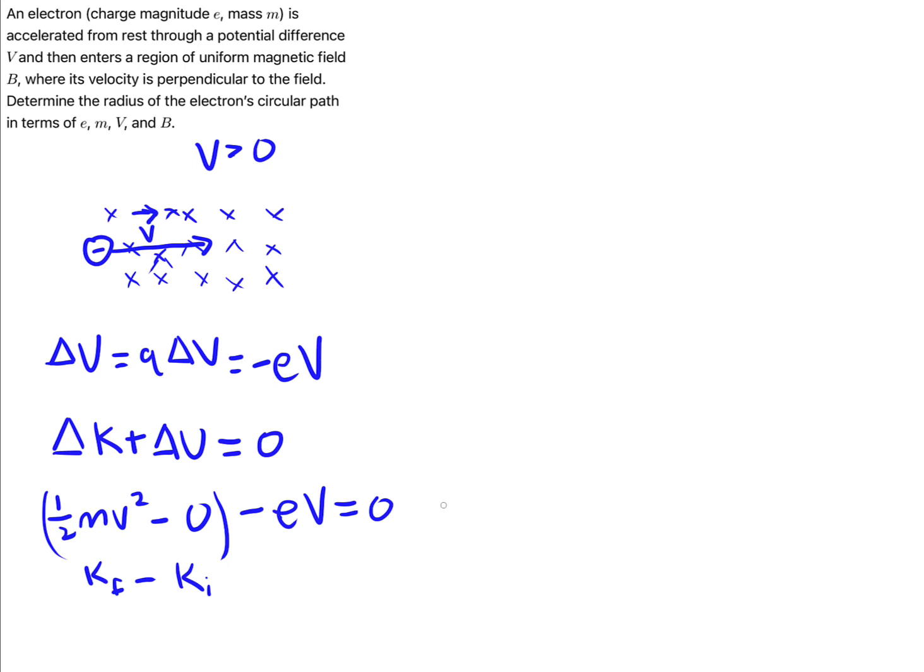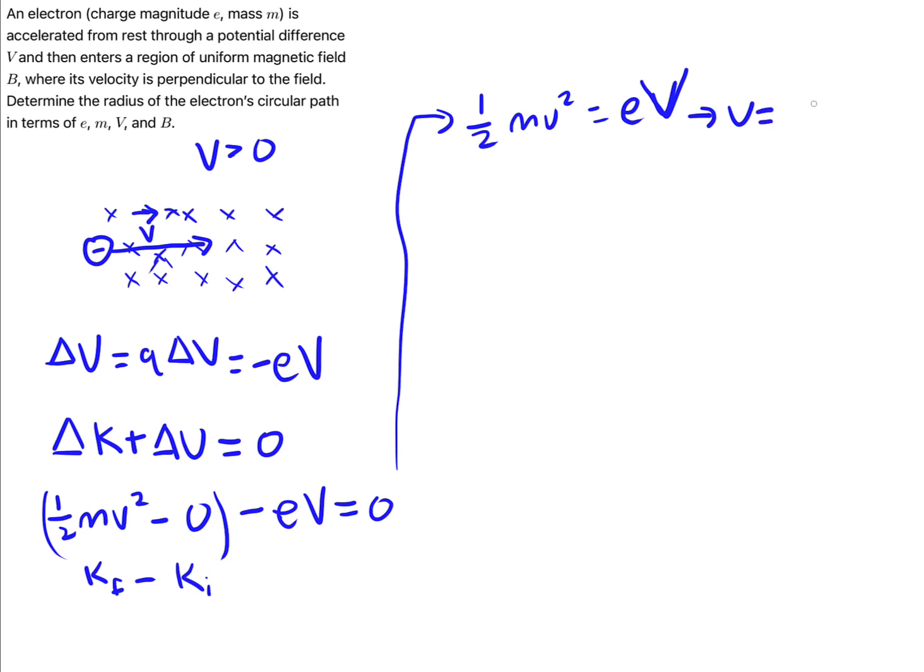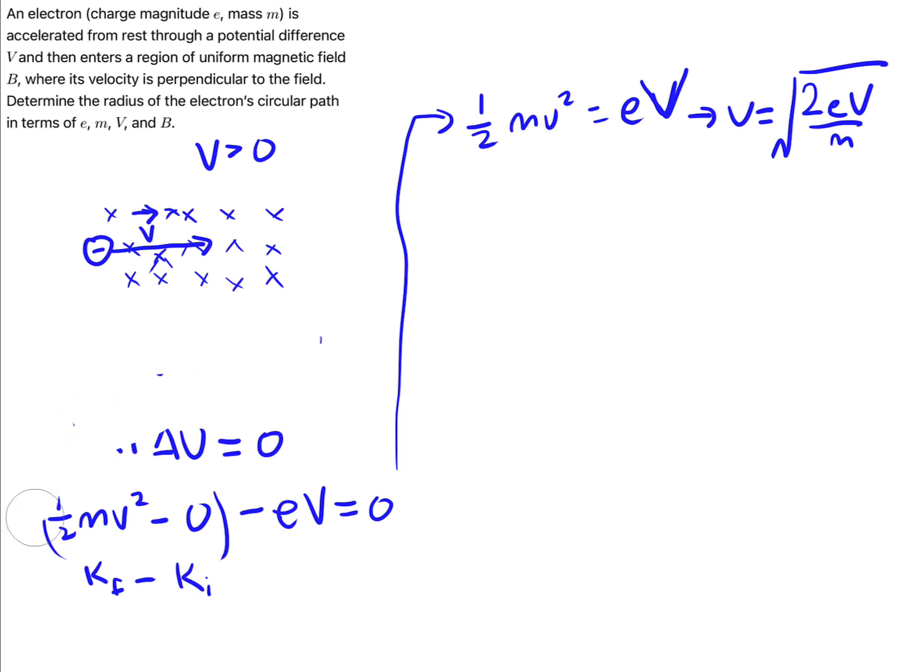So now we can simplify this to 1/2 mv squared equals eV. And this V is the potential difference, not the velocity. Now we can solve for v. After some algebra, we multiply both sides by 2, divide by m, and take the square root of everything. This gives us the velocity after it has accelerated, and that is the first part of this problem.